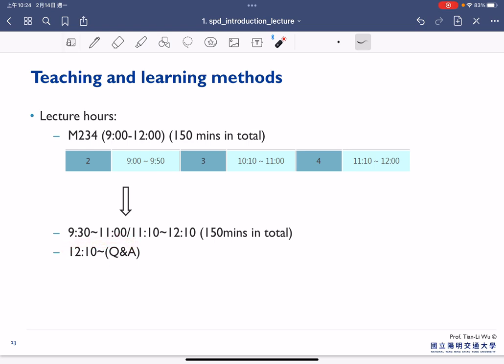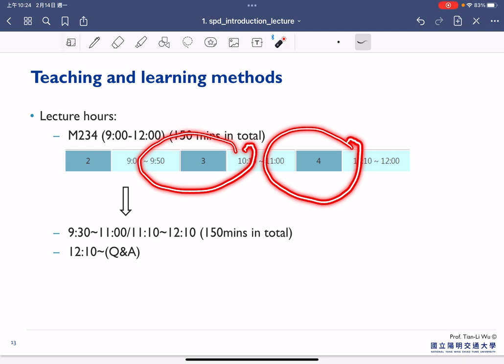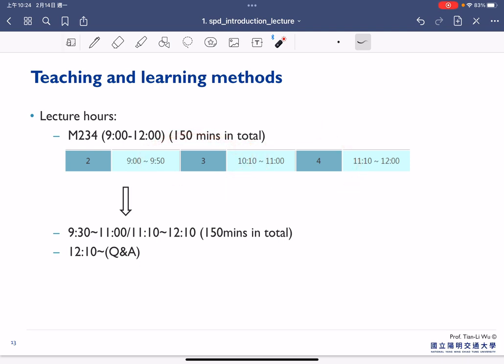And we just shorten the break time. Usually in the 9 to 12 schedule, we have 2 breaks, one of 20 minutes and one of 10 minutes. My class is pretty free. You can leave and come anytime. You can have breakfast, though I'm not sure about the COVID-19 regulation. But I think maybe everyone can have breakfast here. For me, it's fine for you to do whatever you need here.